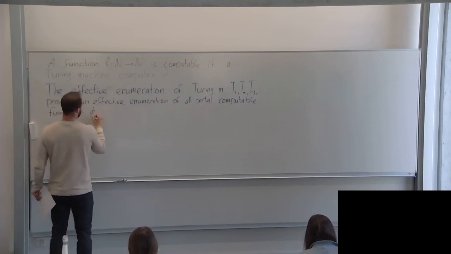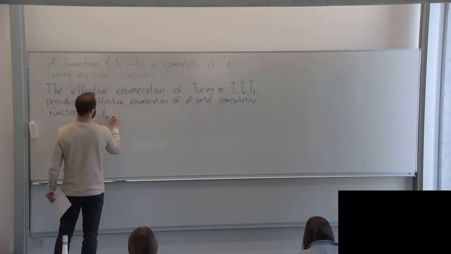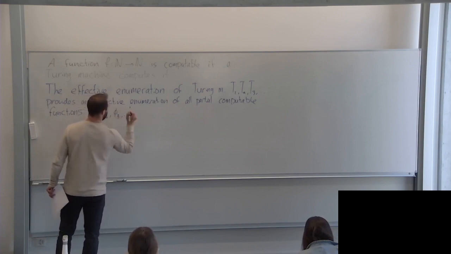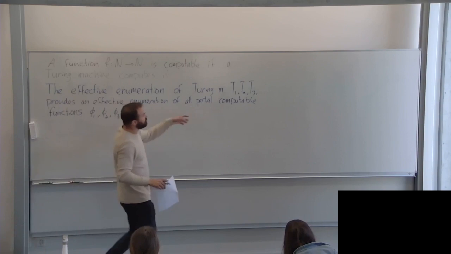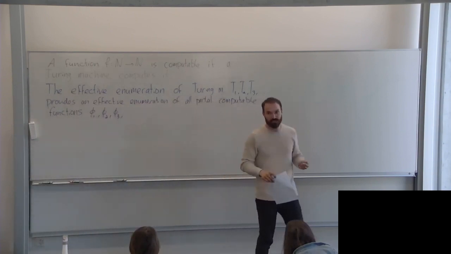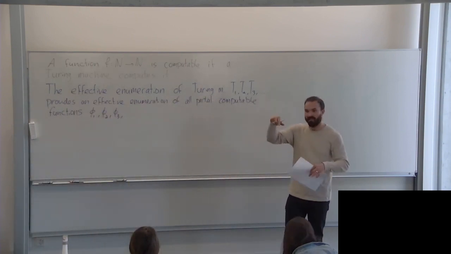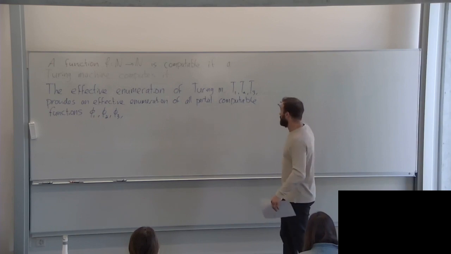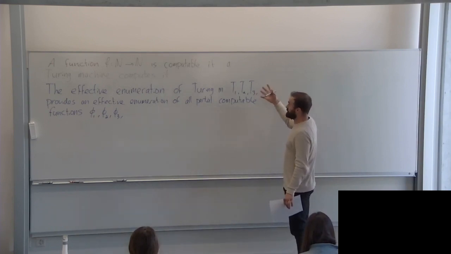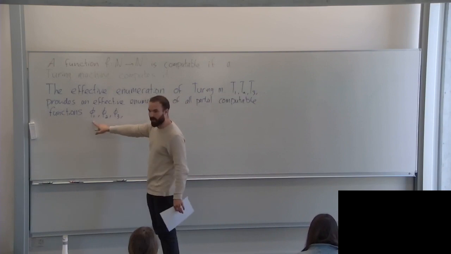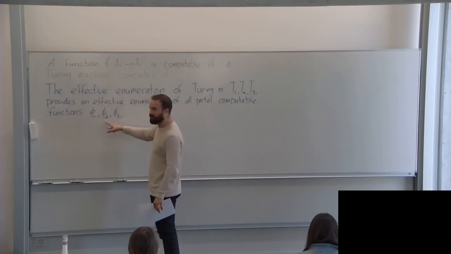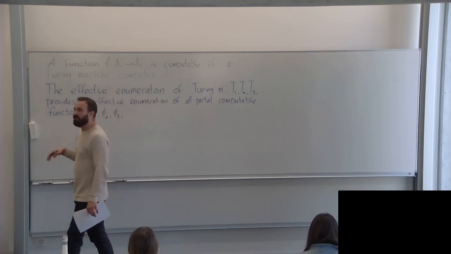Which I denote phi 1, phi 2, phi 3, and so on. So T1, T2, T3 is a Turing machine. You know, it has a head, it has a set of states, and so on. But we can understand them as computing some function. Which ones? Well, T1 computes phi 1, T2 computes phi 2, T3 computes phi 3, and so on.